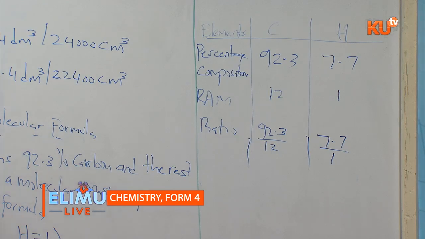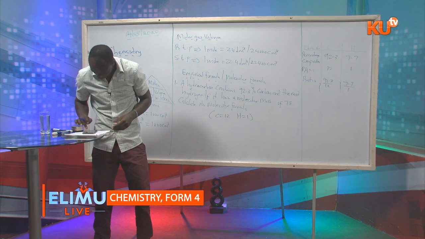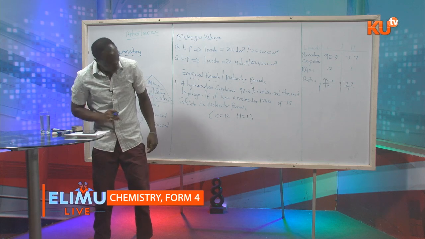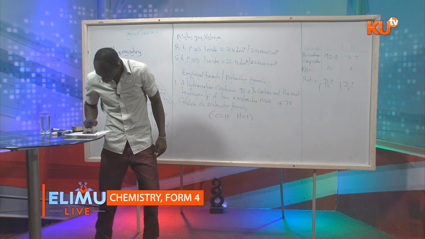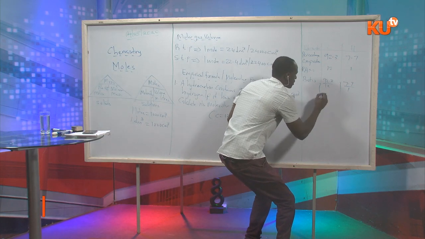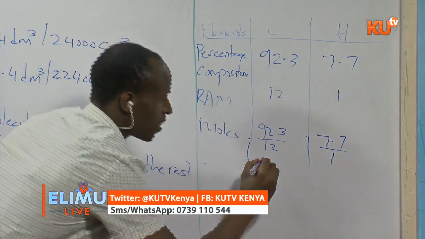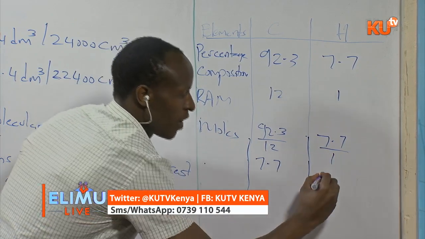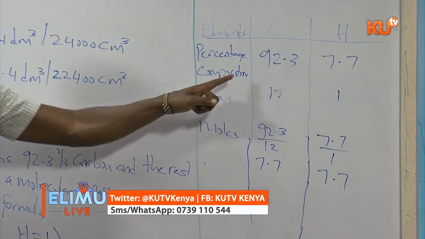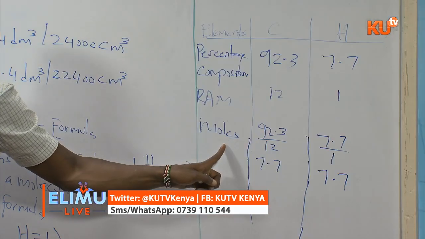So 92.3, you can also do it at home. You tell me your answer through the text or WhatsApp number which you have below your screen. So we have 92.3 divided by 12. That gives you 7.7 when you round off to 1 decimal place. So moles, sorry, not ratio, moles. 7.7 divided by 1 is still 7.7. So percentage composition, RAM, there was no calculation. Moles you have to calculate using your triangle.